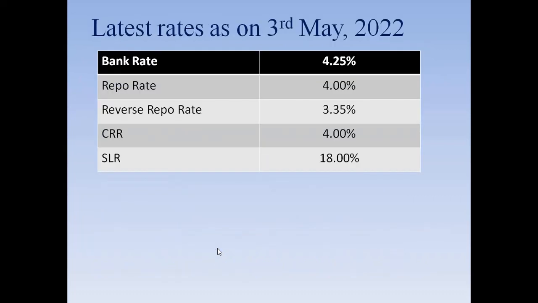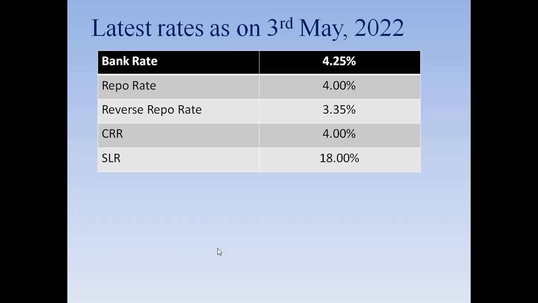I have come up with the latest data, that is as on 3rd May 2022. Bank rate is 4.25%, repo rate is 4.00%, reverse repo rate is 3.35%, CRR is 4%, and SLR is 18%. You can see that the data is also provided here on page number 262, where the CRR is the same, SLR is 19.5%, but here it is 18%.